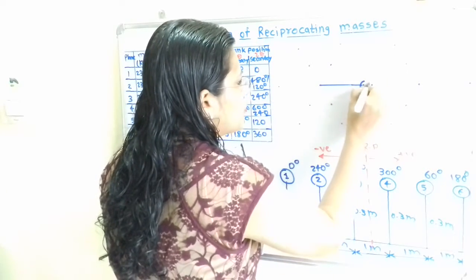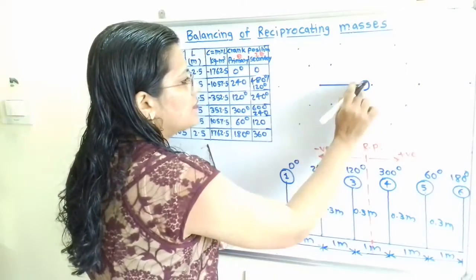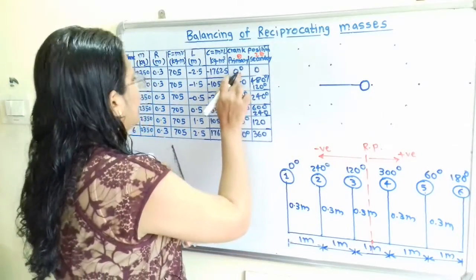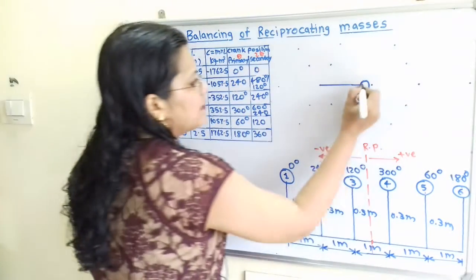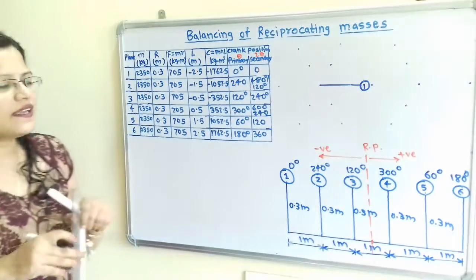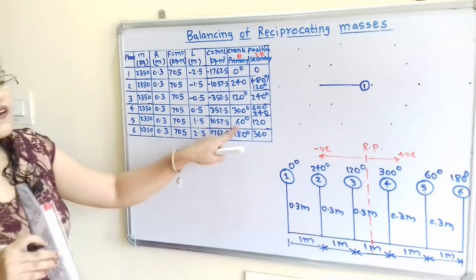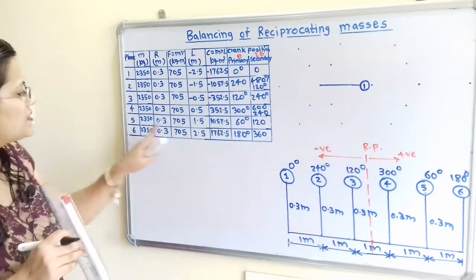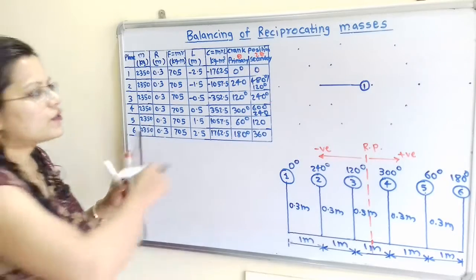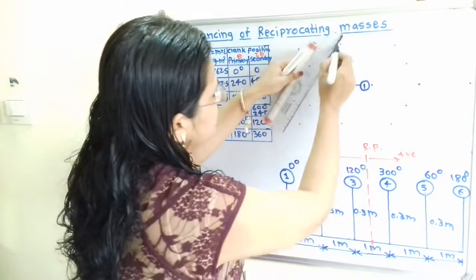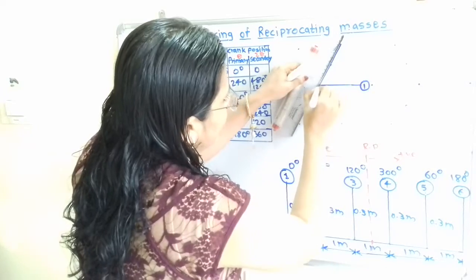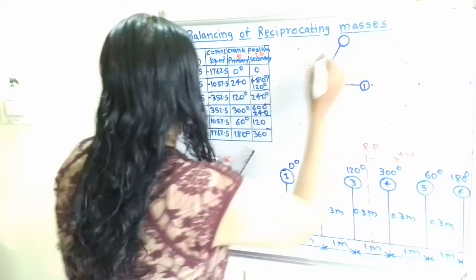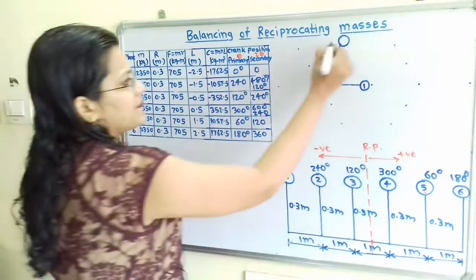Now for this horizontal line, we will show here one circle. This circle is for 1, so I will mention here 1. Then next one, we will consider 60 degree. This 60 degree is for 5, so we will take here an angle of 60 degree, draw one line, and mention here the next number, 5.